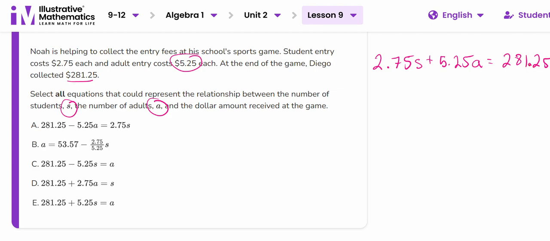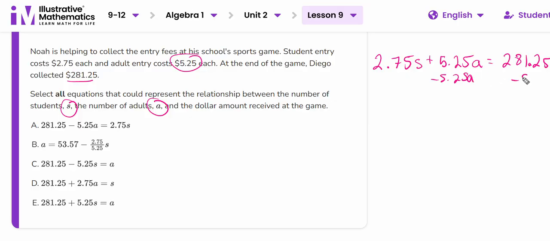When we're writing an equation like this, we're going to keep our units out of it, but we're going to add them back in at the end. So let's look at our answers. Here we have 281.25 minus 5.25a is equal to 2.75s. Let's see if we can turn our equation into this. So clearly we subtracted 5.25a from both sides.